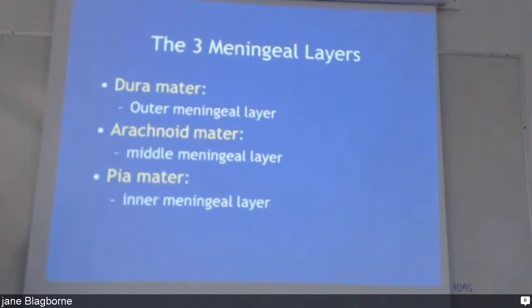So if you have people who have fallen on your unit, and they may have been slightly confused before, and then a few hours afterwards become more and more confused, you may think that they have had a hemorrhage of some sort between the meningeal layers.